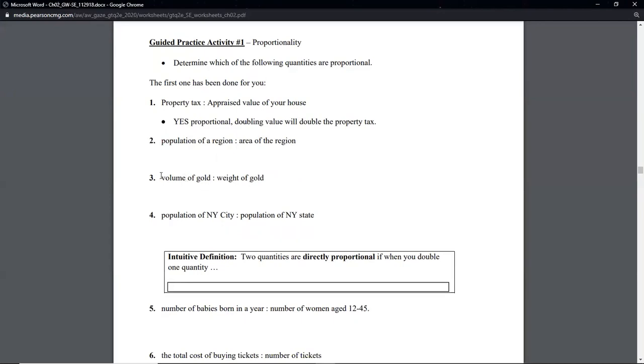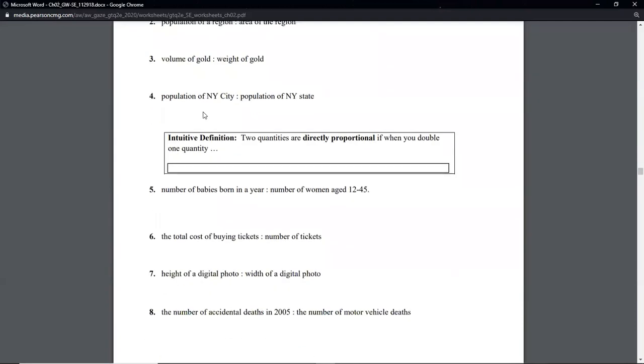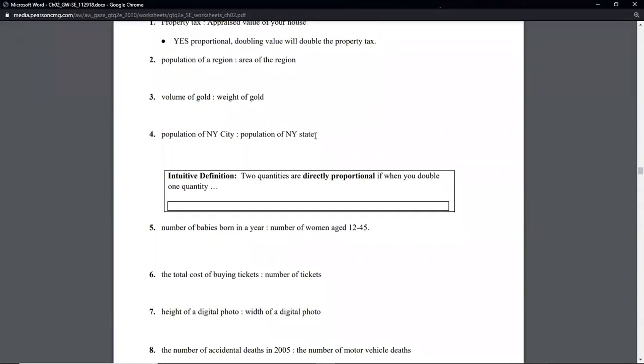Volume of gold and weight of gold, there is some type of relationship between volume and weight. I won't say whether it's proportional or not, and I'm not trying to make it sound more complex than it is. But there is a pretty simple argument for number three. Population of New York City and population of New York State. So if you double the population of New York City, does that mean the population of New York State has to double? Or maybe you need to ask that question yourself, vice versa.